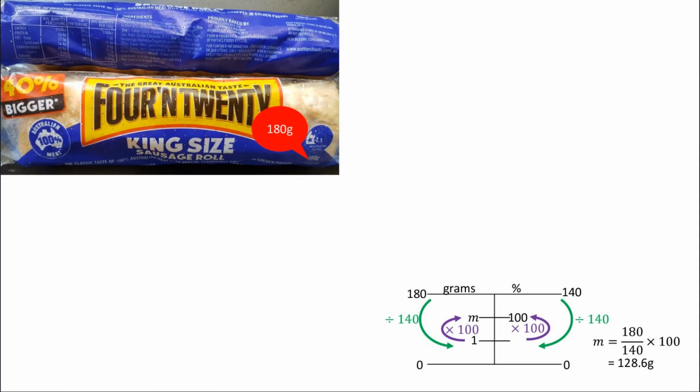This was what Liam did. One day I had a wrapper from the boarding house where I was teaching, and it said, it's now 40% bigger and it's now 180 grams. I said, Liam, how much was it originally? So in that case, yes.